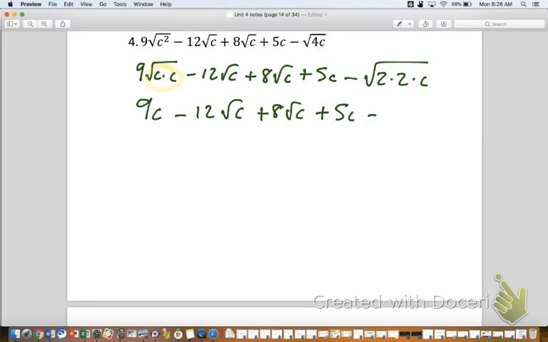And then I've got minus 12 root c plus 8 root c plus 5c minus, you probably noticed the pair of 2's, right? So there's 2 2's, which come out as a single 2, so that would be minus 2 root c. I'm ready to add everything up here, but before I do you have any questions on the 2 simplifyings that I've done?